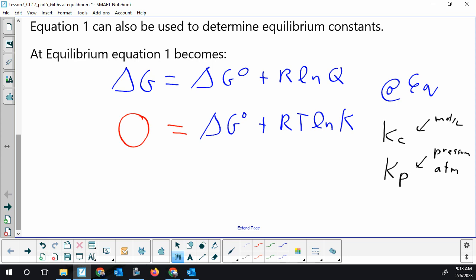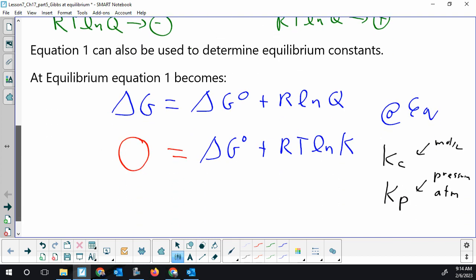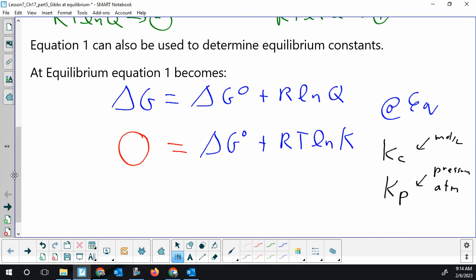Okay. So don't get confused if you see a KP instead of a KC. You're just using different units. Okay. So we're going to dive next sort of back into looking on a number line about when reactions are going to be exergonic, but from a perspective of equilibrium constants or Qs.